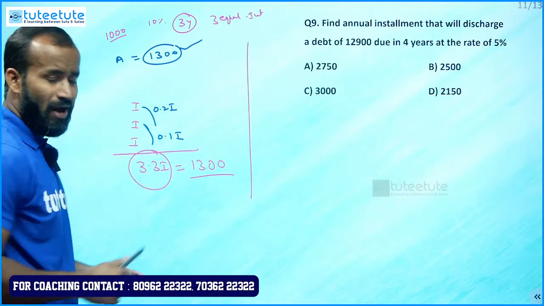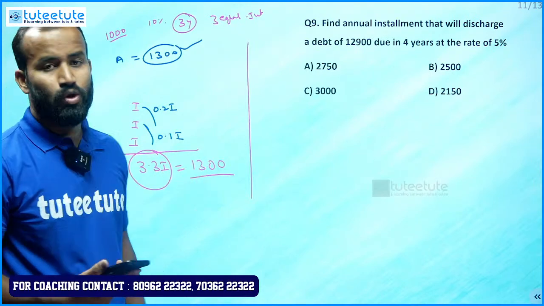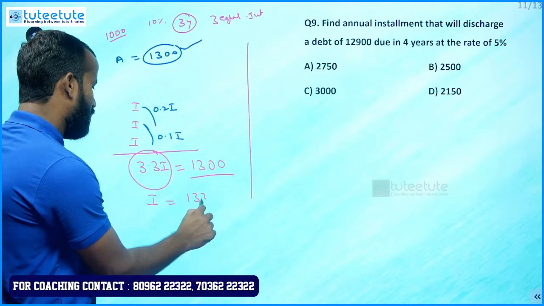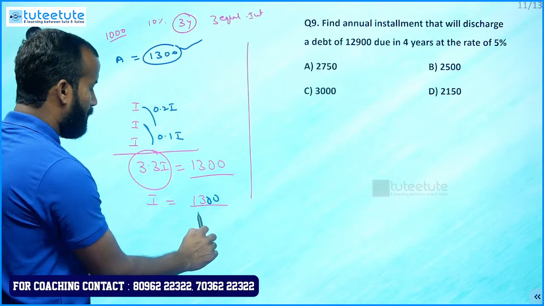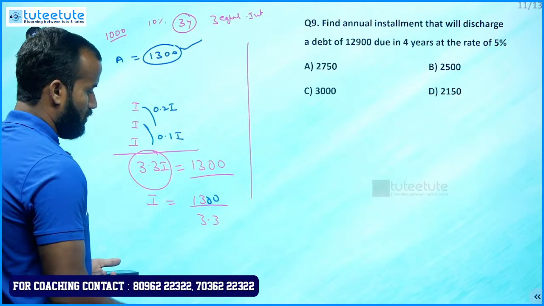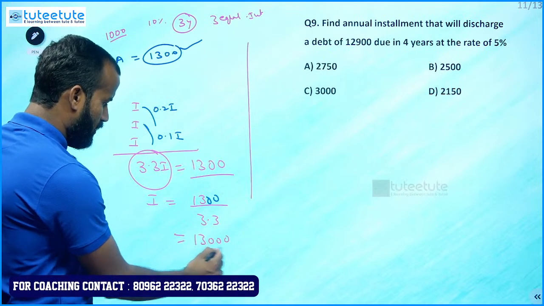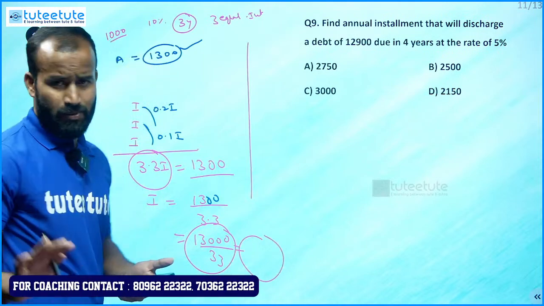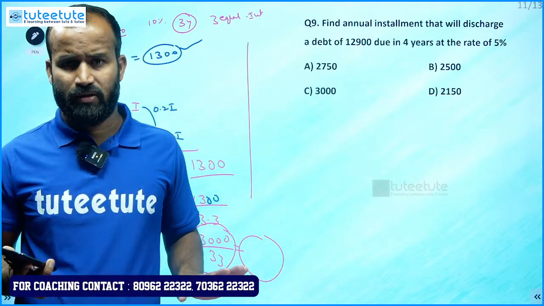These are installment values. Total, how many installments? 3.3I value we have to equate to 1,300. Then I is equal to 1,300 divided by 3.3. If you remove the decimal, 13,000 divided by 33. If you find this value, you are going to get each installment value. This is the procedure. We are not going to follow this procedure here.